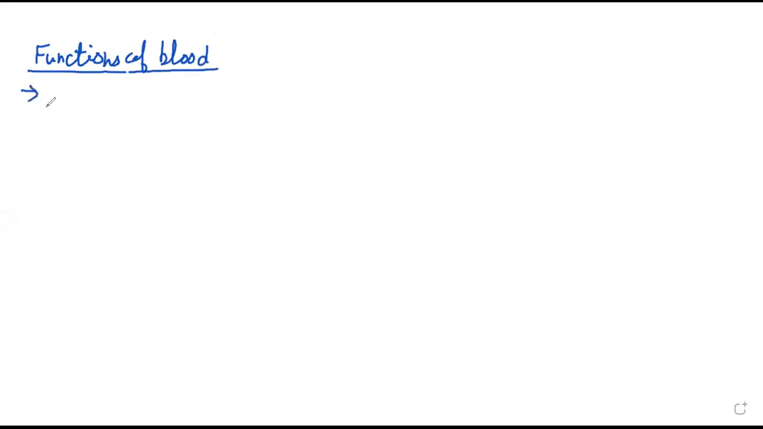The important functions of blood are, first of all, it carries oxygen to every cell of the body. That is a function of blood, because it's not possible for oxygen to reach each part of the body by itself. So it gets mixed with blood and is carried to each and every cell of the body.